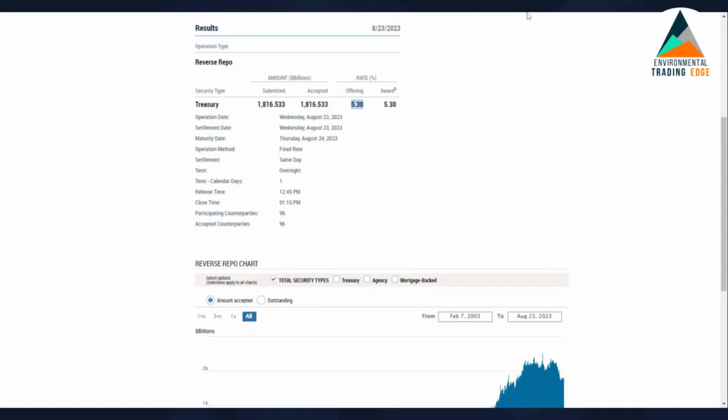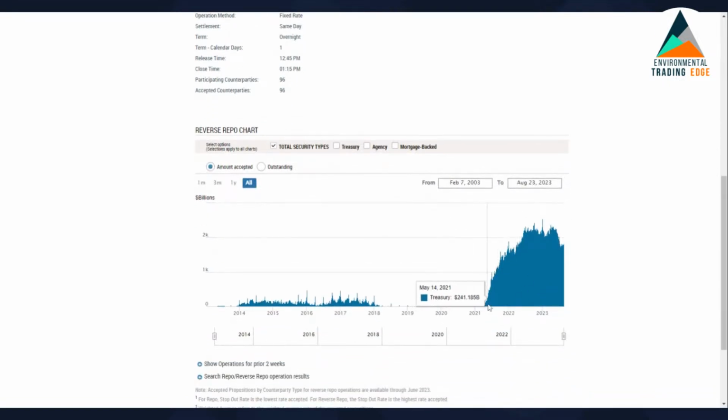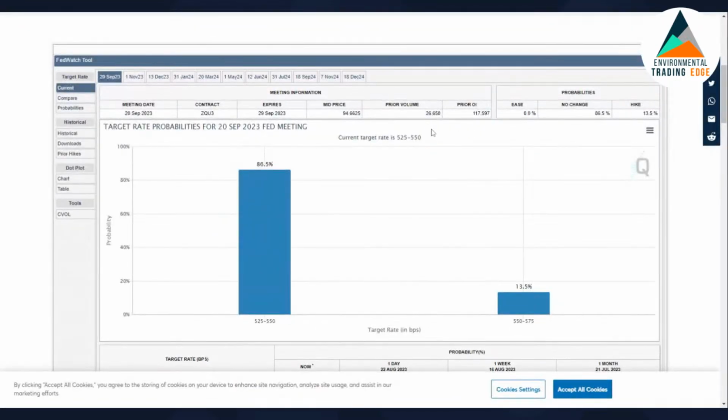Going further, you can see here that it ballooned pretty extravagantly in May of 2021, and I'm going to overlay stocks on this to see where it goes up and how it affects stocks and things like that. Now, if we go over to the current offering for the repo facility, it is 5.25.